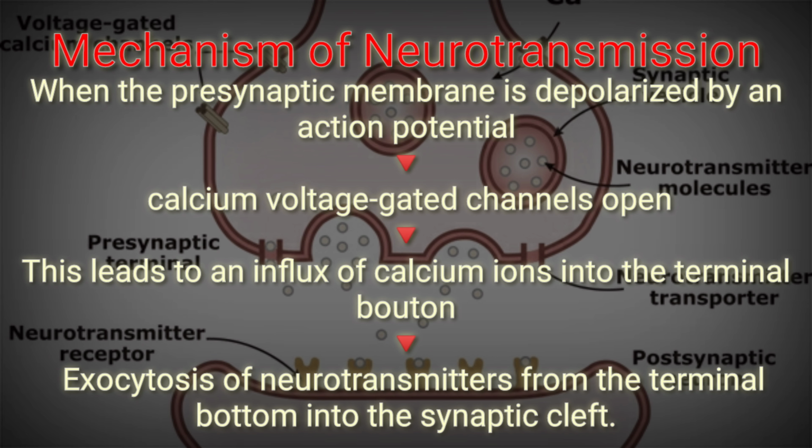When the presynaptic membrane is depolarized by an action potential, calcium voltage-gated channels that are found in the membranes of the terminal buttons open. This leads to an influx of calcium ions into the terminal button, which changes the state of certain membrane proteins in the presynaptic membrane and results in exocytosis of neurotransmitters from the terminal button into the synaptic cleft.